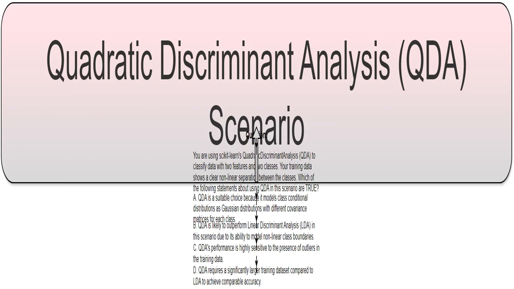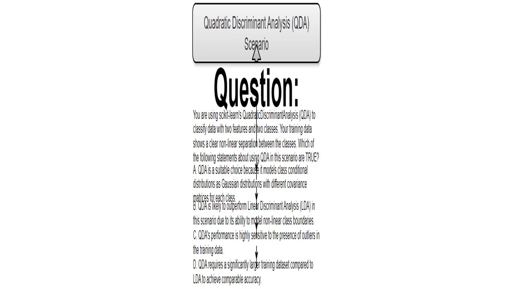This problem focuses on understanding how quadratic discriminant analysis, QDA, works, especially when we compare it to a similar method, linear discriminant analysis, LDA. I'll explain the key differences and how that impacts which method you choose for different datasets. We'll look at a scenario with two features and two classes of data, so we can visualize the types of problems QDA solves best. Here's the core question.